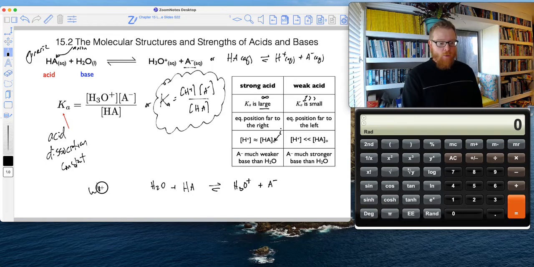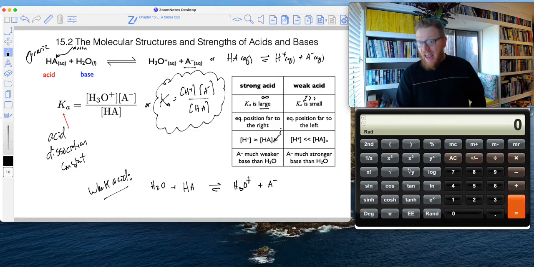Okay, so I'll write weak acid here. And so that means because a base is a proton acceptor and an acid is a proton donor, right? We remember this H3O plus, this is acid, so it technically is a proton donor. This A minus then would be a proton acceptor.